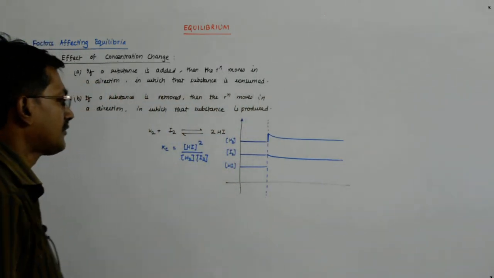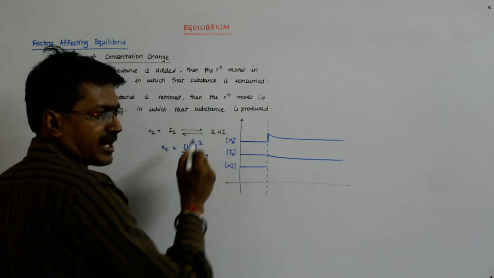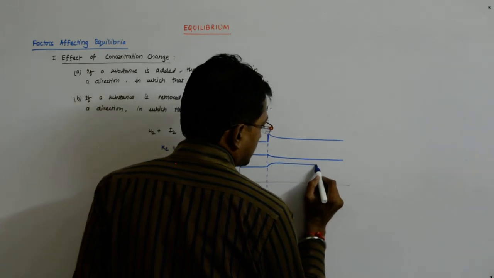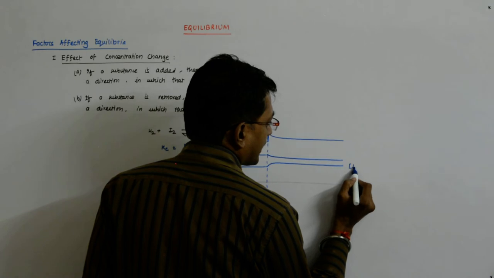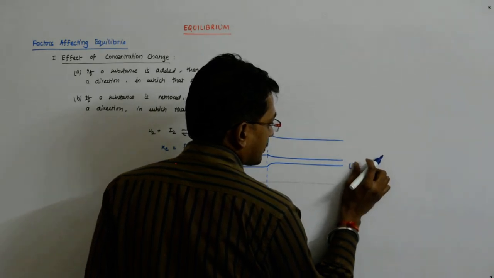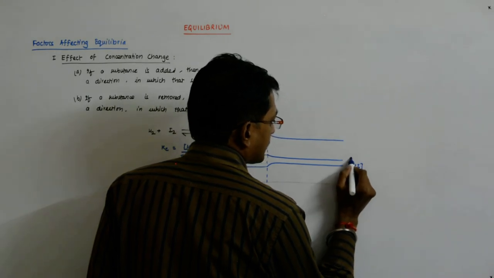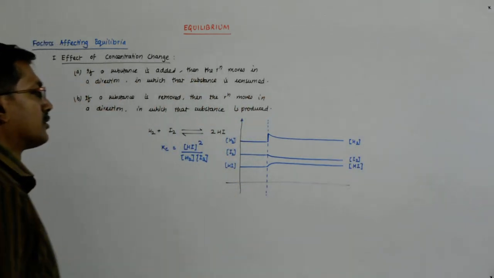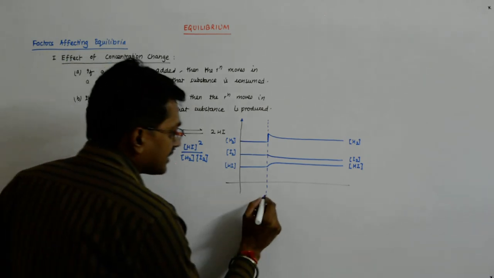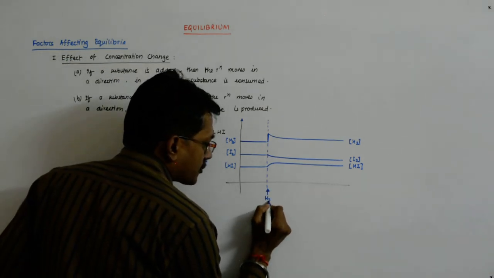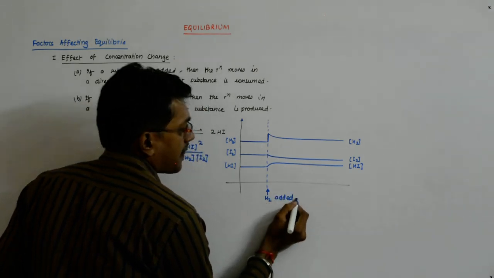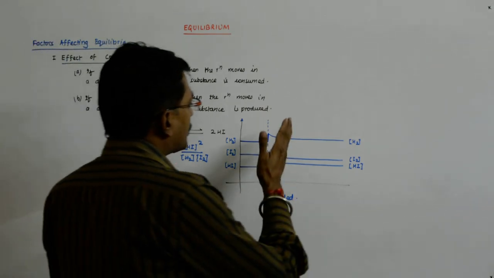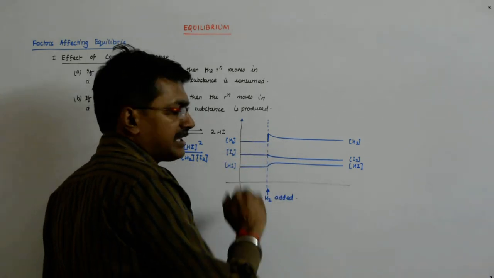What happens to HI? HI will increase a bit. So this is my HI concentration, this is I2 concentration, this is H2 concentration, and that's how it goes. This is where the disturbance was introduced. Here, H2 was added. You understand? Now, obviously, the concentrations will not settle back to these.